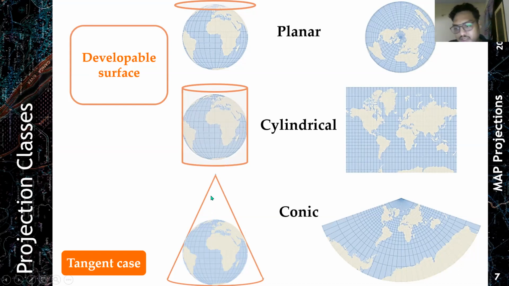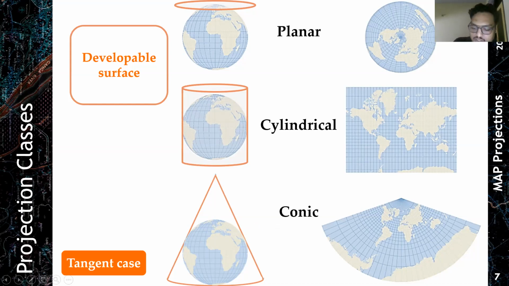So what is a tangent case? For example, in the case of the planar projection here, you can see that the developable surface touches the reference globe only at one point, that is the North Pole. Basically, this surface is tangential to the reference globe at the North Pole. In case of the cylindrical developable surface, again, it is touching at the equator. It is tangential at the equator. In case of the conic, it is not tangential at the equator, but at some mid-latitude.